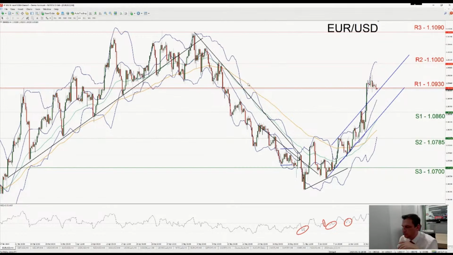And allow me to make this clearer. Let's delete the channel as it has been broken. Let's create a new support line here. So there is an upward trend line guiding it with a wide spectrum for a correction lower. That should be in the clear.